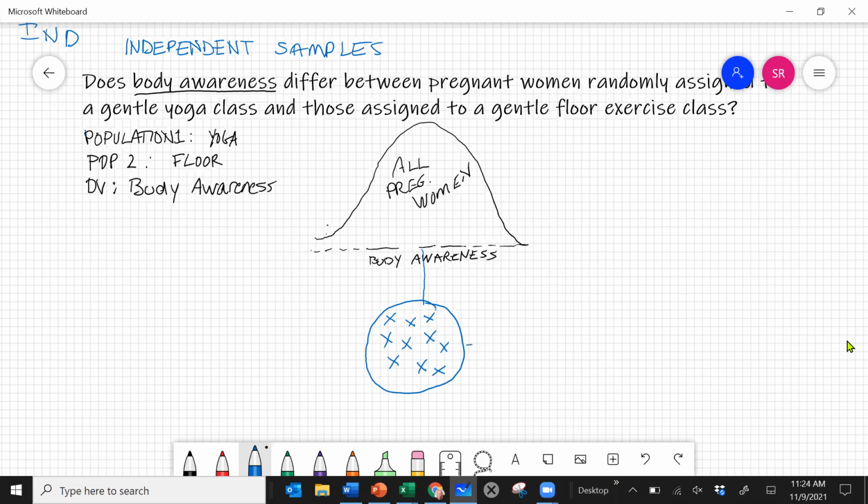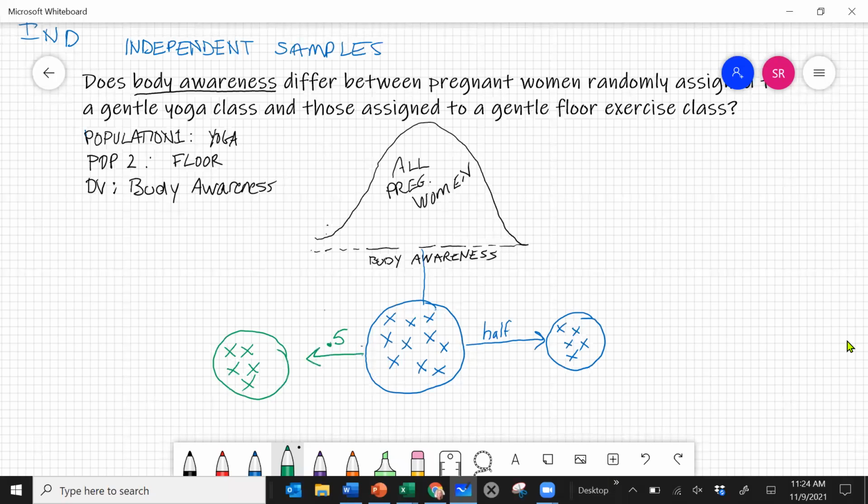And we're going to randomly assign half of them to be in one condition, and this time I'll write 0.5, half, will be in the other condition.